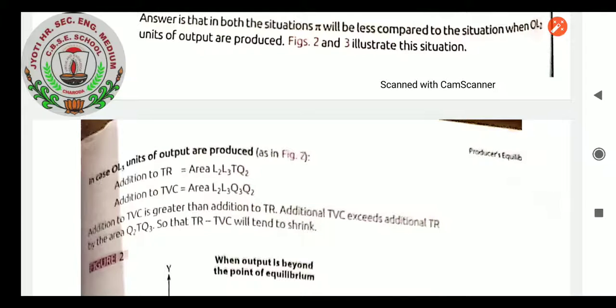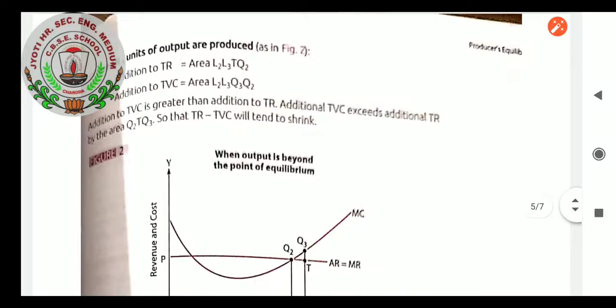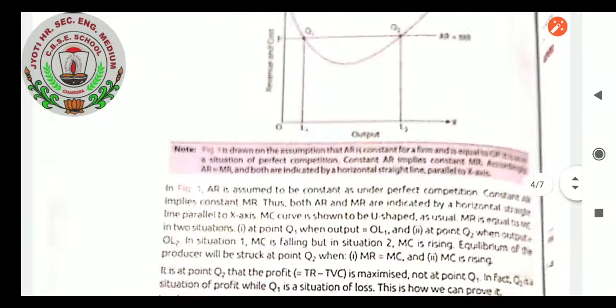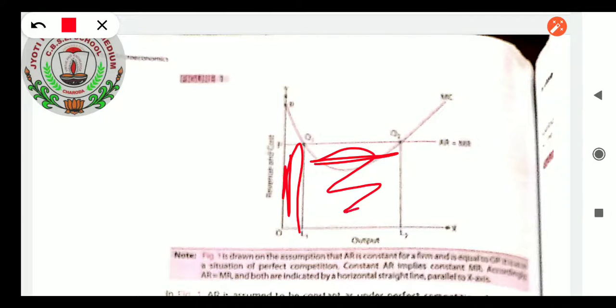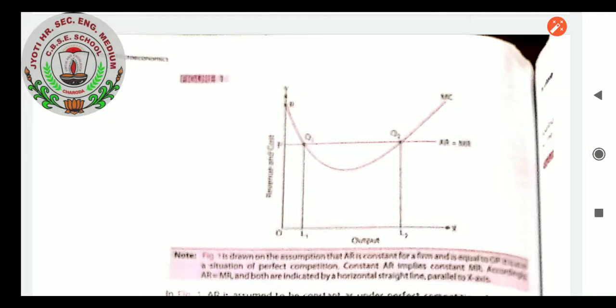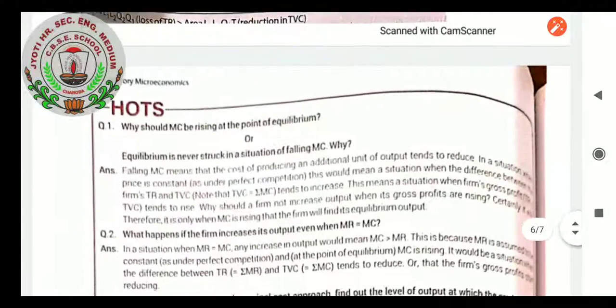In case OL3 units of output are produced, as in figure 2, the addition to total revenue equals the area L2, L3, TQ2. The addition to total variable cost equals the area, and you can see how this area is explained in the diagram. This is the area of OP, Q1 and L1. This is the whole area of OP, Q2 and L3. That is all that has been explained here, students, in the diagrammatic way.